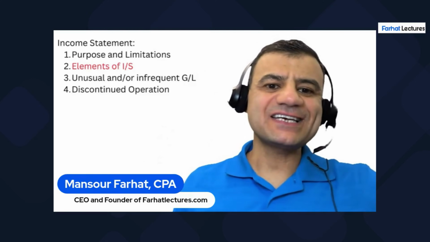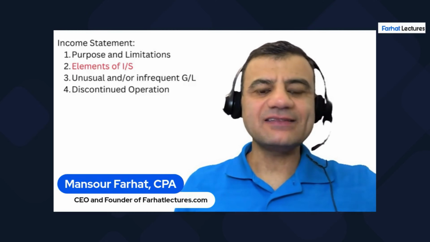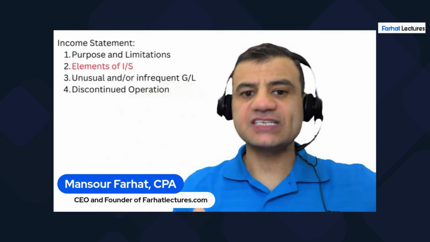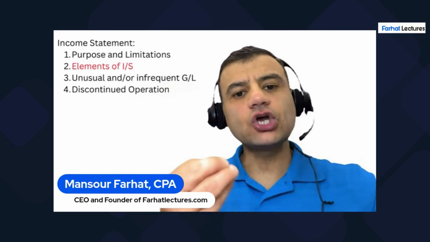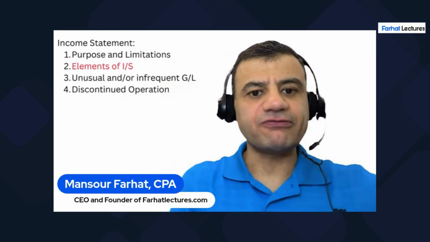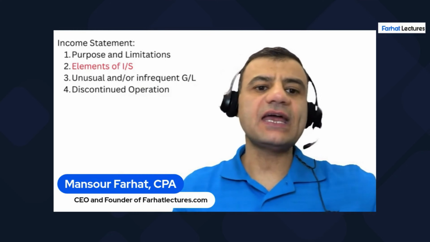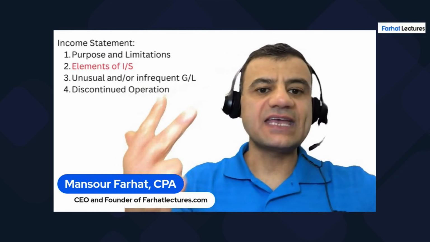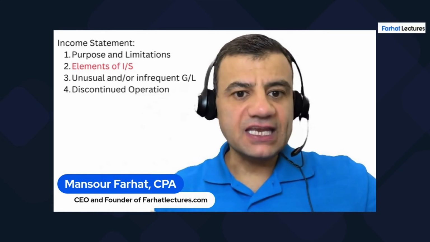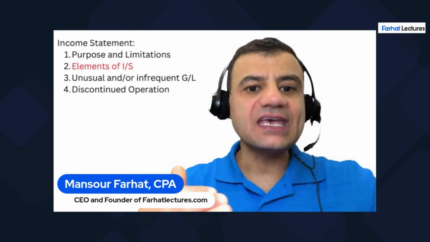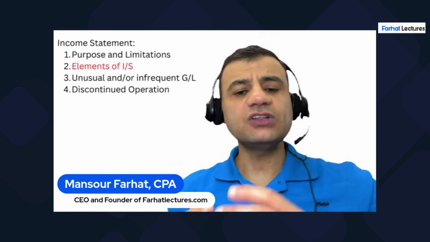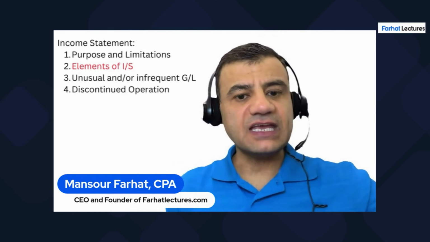Hello everyone. In this session, we'll keep working with the income statement and we will move from the purpose and limitation, which we covered in the prior session, to the elements. What goes on the income statement itself? Which accounts? I'm going to list them right now: revenues, expenses, gains and losses. We need to define each one of those and see how they are listed on the income statement itself. So you want to be familiar with the elements of the income statement.